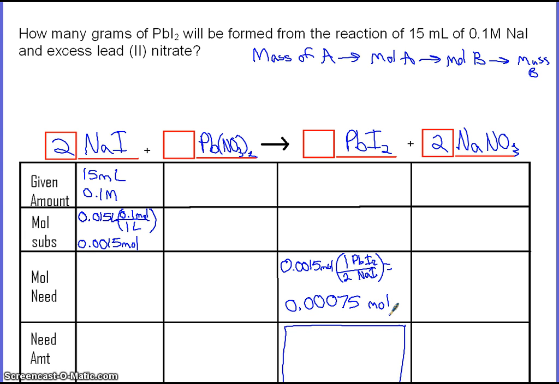And then to get the needed amount, now I'm going to take that moles and turn it into mass. So take my 0.00075 moles, and I'm going to multiply by the molar mass, how many grams per mole lead iodide is. So first I've got to figure out what lead iodide is. So I take and add up the molar mass of lead, so lead is Pb, plus twice the molar mass of iodide, and I get approximately 461 grams per mole. And so when I multiply together, I would get 0.35 grams of lead iodide.